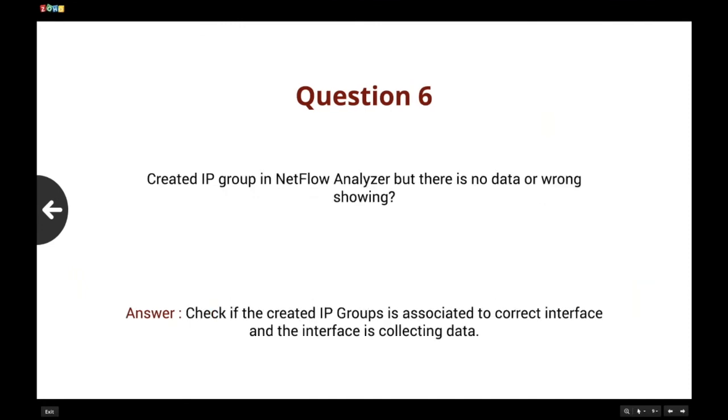I created an IP group in NetFlow Analyzer, but there is no data or wrong data showing for that IP group. Okay, so one of the important things we have to look at here is that the IP group you create in the NetFlow Analyzer application gets its information from the interfaces that are sending flows. So you have to make sure that the interfaces you have configured to send flows are getting proper statistics first. If the statistics on the interface are not showing correctly, there might be some configuration issue on the device that you have to look into first, so that we can get the correct statistics for the interface. Only then can we get and populate the correct information for the IP group that you have created.